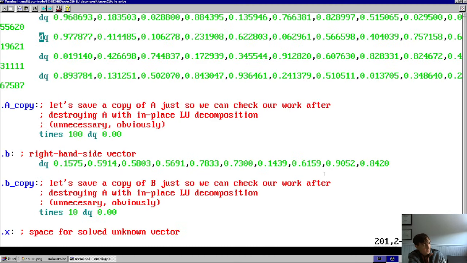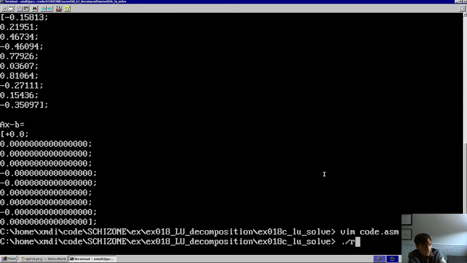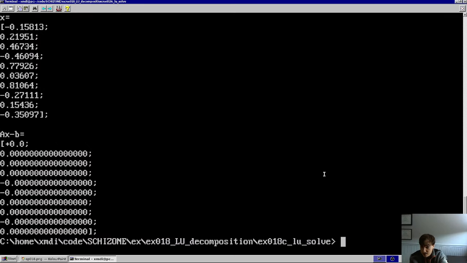And so we have some place in memory here, dot X. That's a 10 by 1 array of doubles, so 8 bytes each, to fit that unknown vector. And so yeah, pretty simple, it solves the problem for us in one step. Very good. Now what about example D?